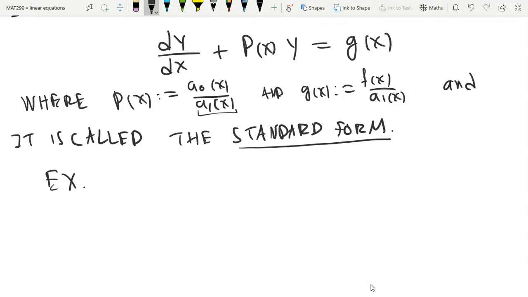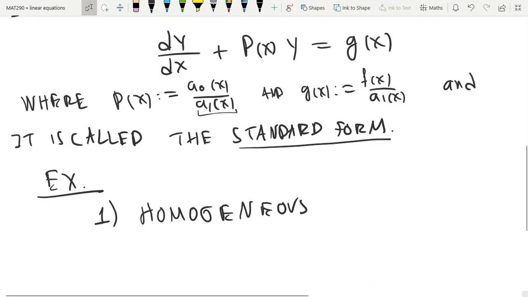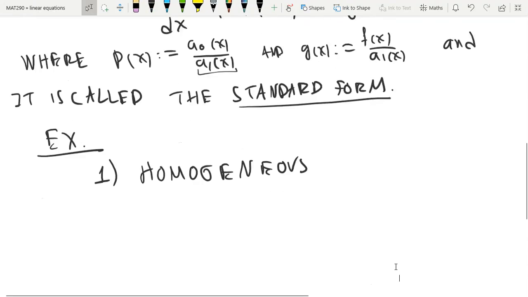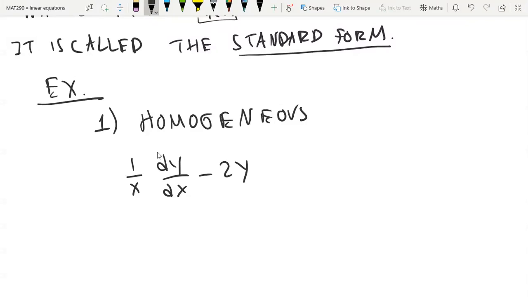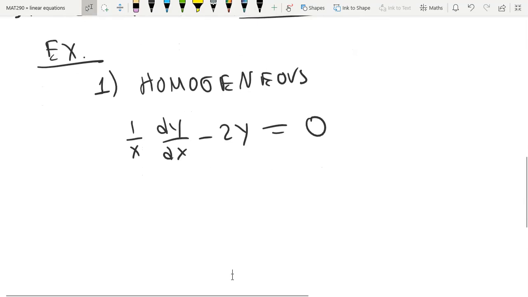Okay. So now let's do some examples. First, we have a homogeneous one: 1 over x dy/dx minus 2y equal to 0. We will solve some of them in the next clips.